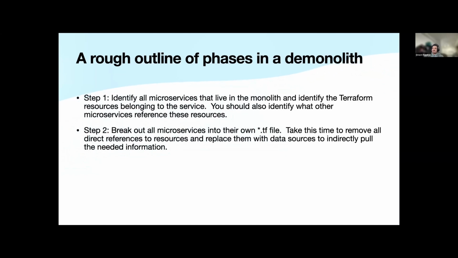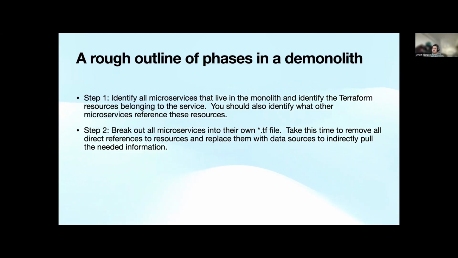So step 2, when you break out all the microservices you've identified into their own TF file, you're going to want to take this time to remove all of the direct references to the resource and replace them with data sources to indirectly pull the needed information. So let me explain more on that.